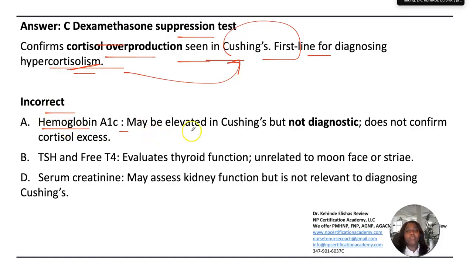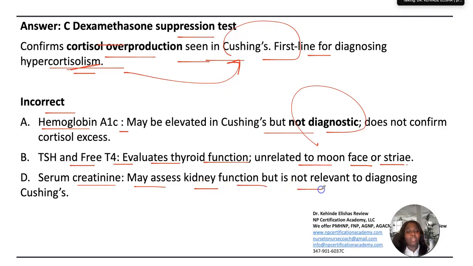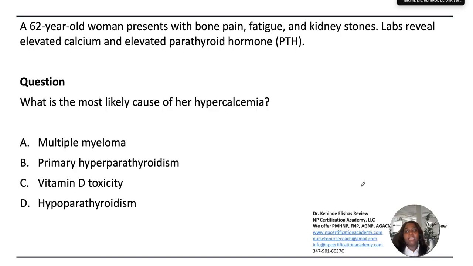Hemoglobin A1C is wrong because it may be elevated in Cushing's, but it's not diagnostic. It does not confirm cortisol excess. TSH and free T4 evaluate thyroid function, unrelated to moon face or striae. Serum creatinine may assess kidney function, but it's not relevant to diagnosing Cushing's. Let's look at case number 5. It's a 62-year-old woman who presents with bone pain, fatigue, and kidney stones.